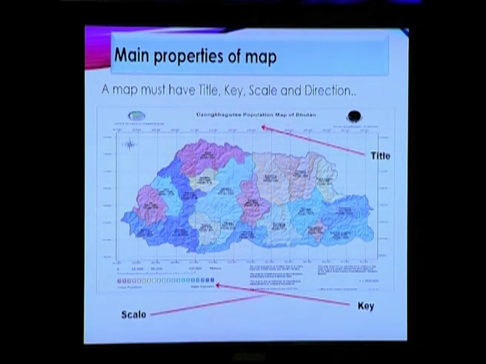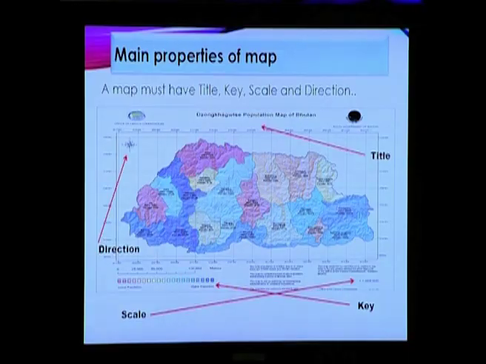Then scale. Scale represents the distance on the map and the distance on the ground. Here on this map, the distance on the map is 1 centimeter and on the ground the distance is 1 million. Now, direction. To find the direction of a place, we use compass.